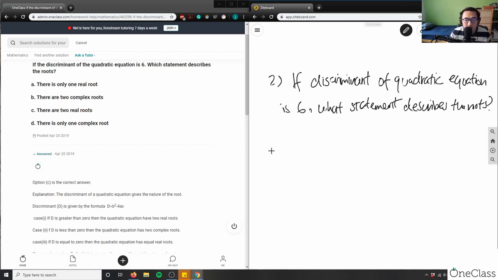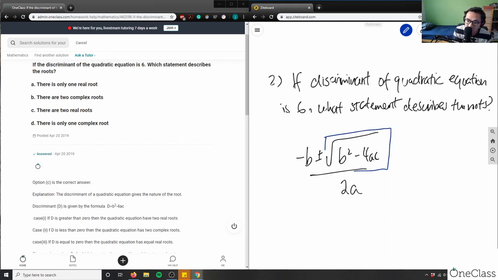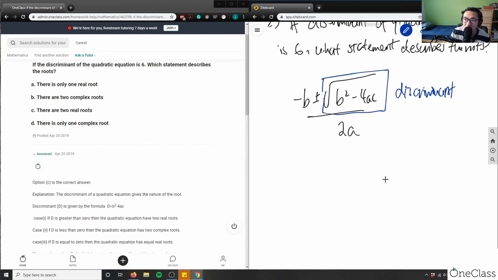So what is this discriminant? Remember our quadratic formula states that x equals negative b plus or minus the square root of b squared minus 4ac, all over 2a. This part under the square root, b squared minus 4ac, is my discriminant. So if the discriminant equals 6, what does that statement describe?